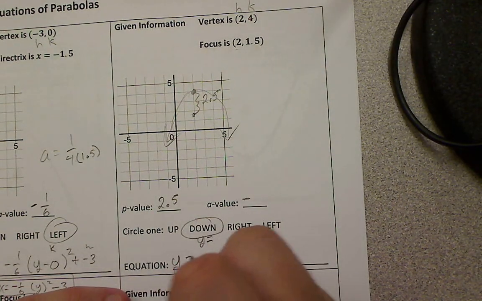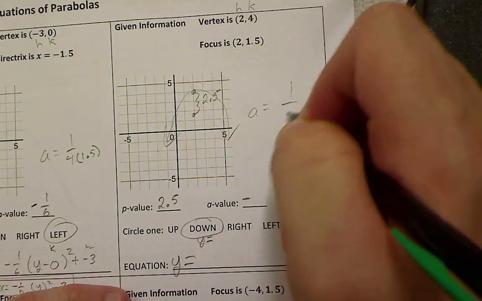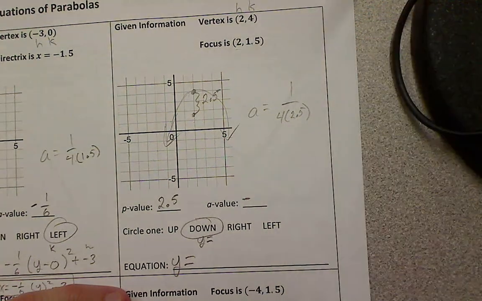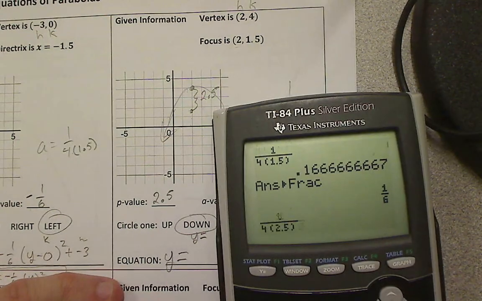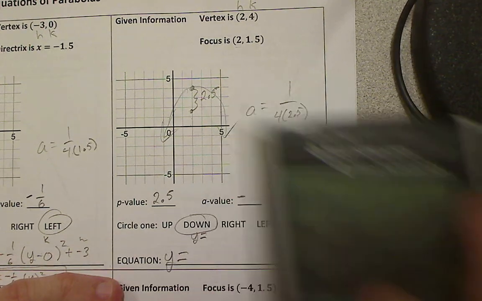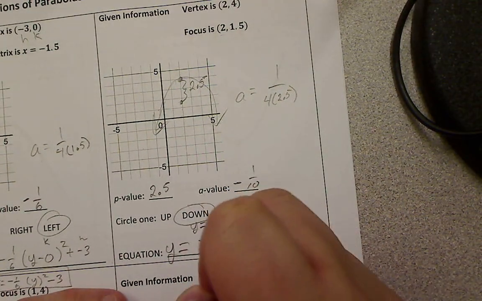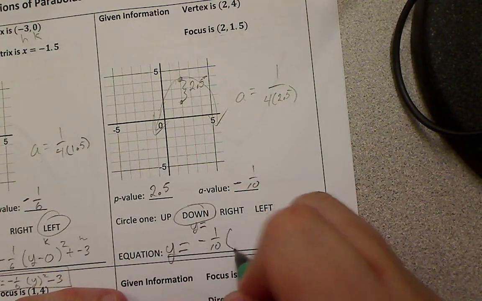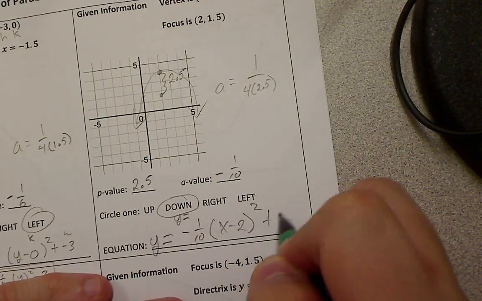Okay, so y equals, let's see. A is equal to 1 over 4 times 2.5. Go back to my calculator real fast. 4 times 2.5, kind of like that, and we get 0.1. I could use 0.1 if I really wanted to. I'm going to go ahead and just do the math to get my fraction of 1/10. So I know this is going to be a negative 1/10. So y equals negative 1 over 10. Again, HK. So that's going to give me x minus 2 squared plus 4.